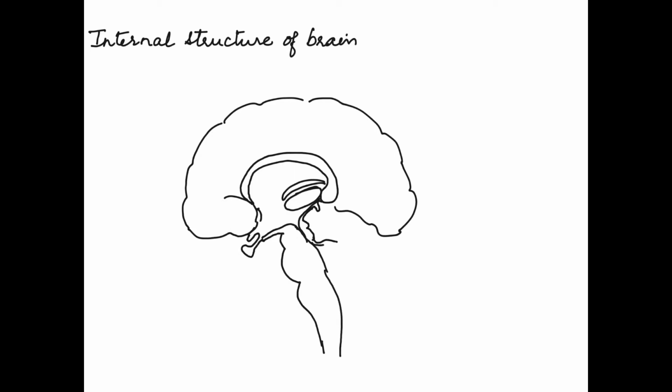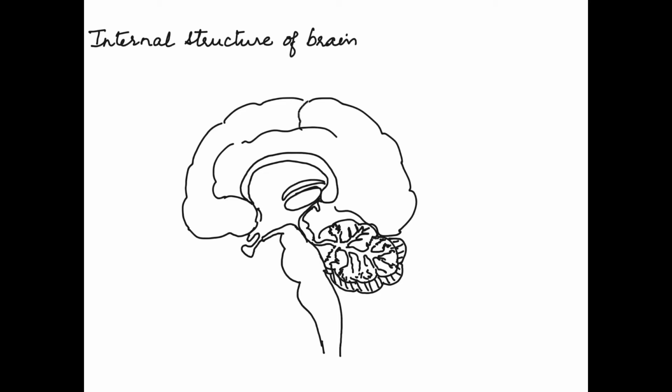Next we draw the cerebellum. The cerebellum is a part below the cerebrum on the posterior side. Now internally the cerebellum shows branchings, that is branchings of white matter which is in the gray matter, so outside gray matter and inside white matter.